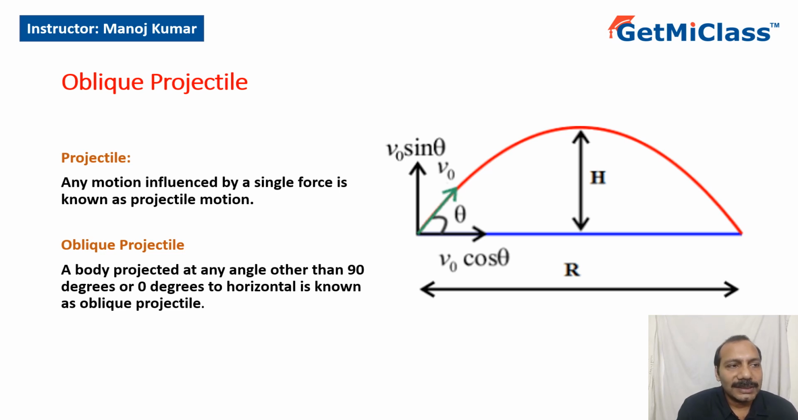So what is a projectile motion? Any motion influenced by a single force is known as projectile motion. Now the single force can be gravitational force, electric force, magnetic force, any force. But the only condition is what? It should be influenced by a single force. So projectile under gravity, yes, that's what we're going to look at, because in this chapter we are only studying an object experiencing gravitational force.